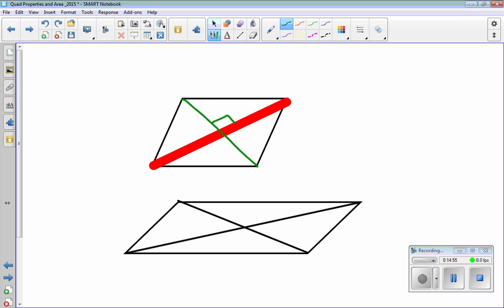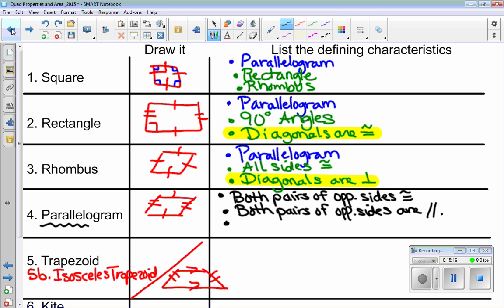If this diagonal was a 4, what would be true about the other side? It would also be 4. Okay? If this side was an 8, what would the other side be? An 8. So how do we say that? What do the diagonals do to each other? They bisect each other. That's what we're going to say. Okay? The diagonals bisect each other. They cut each other in half. And there should be one more.